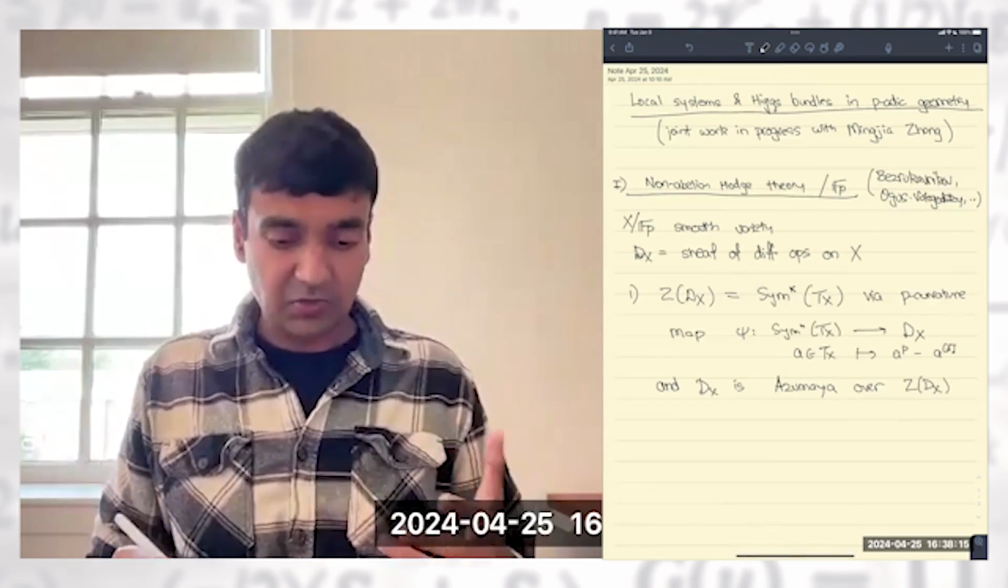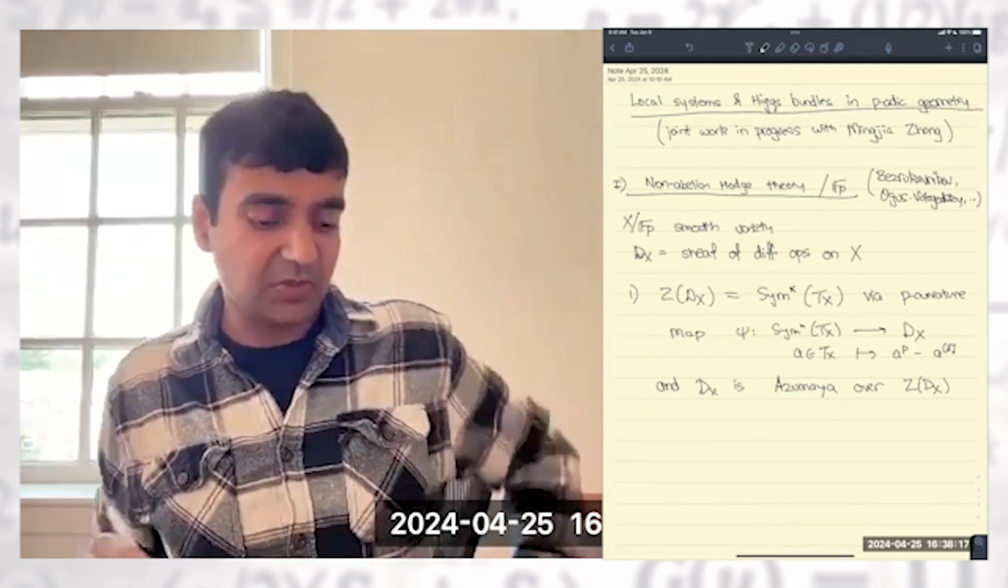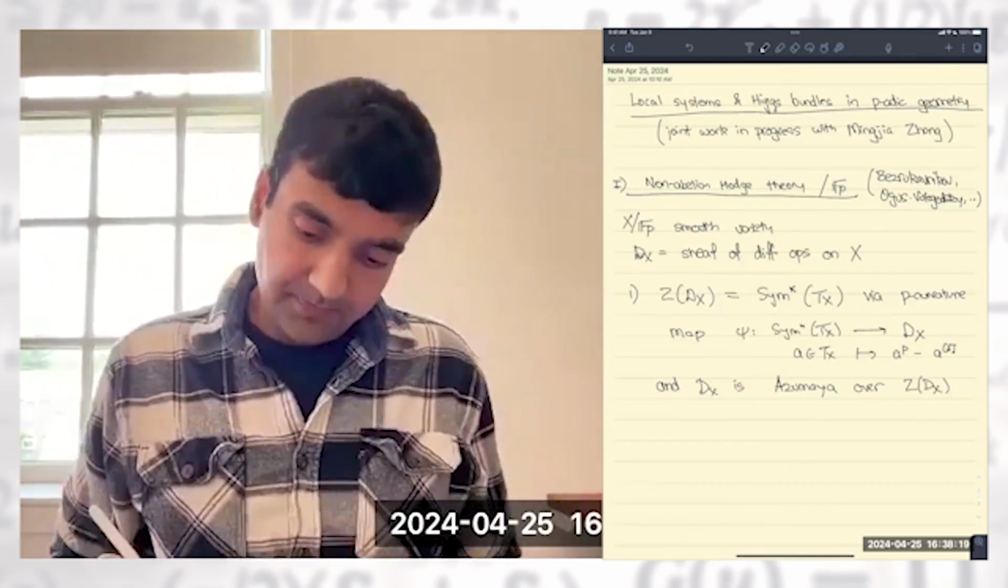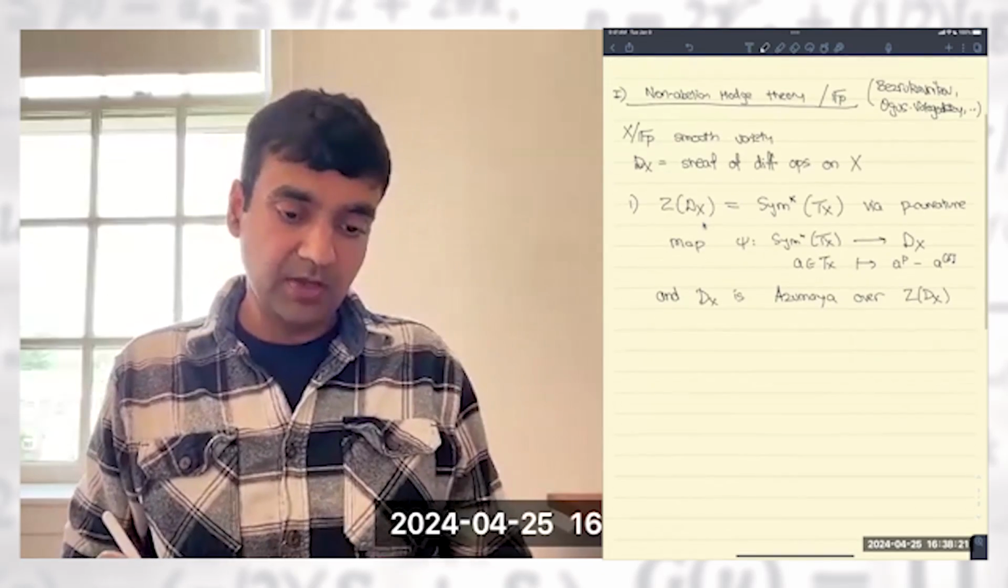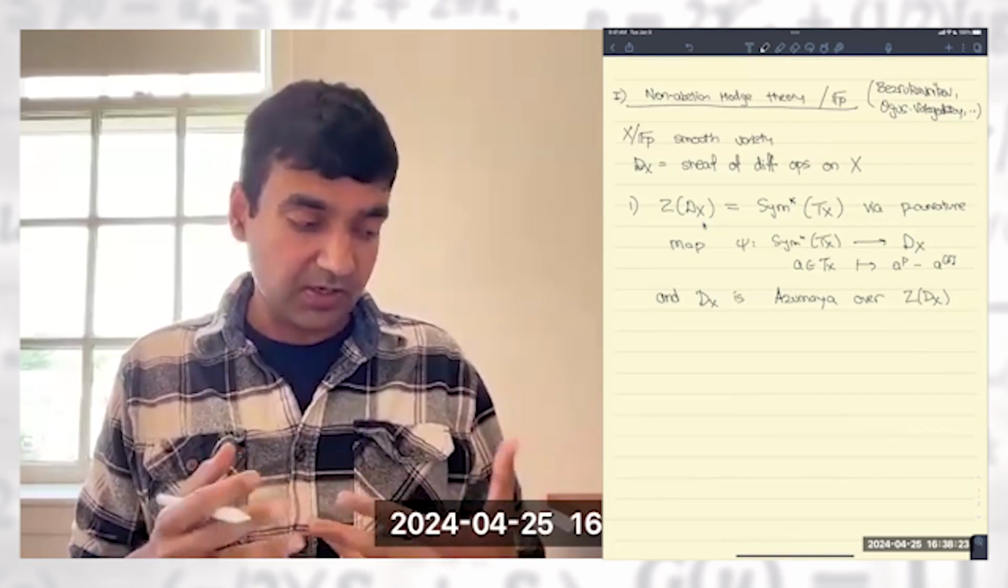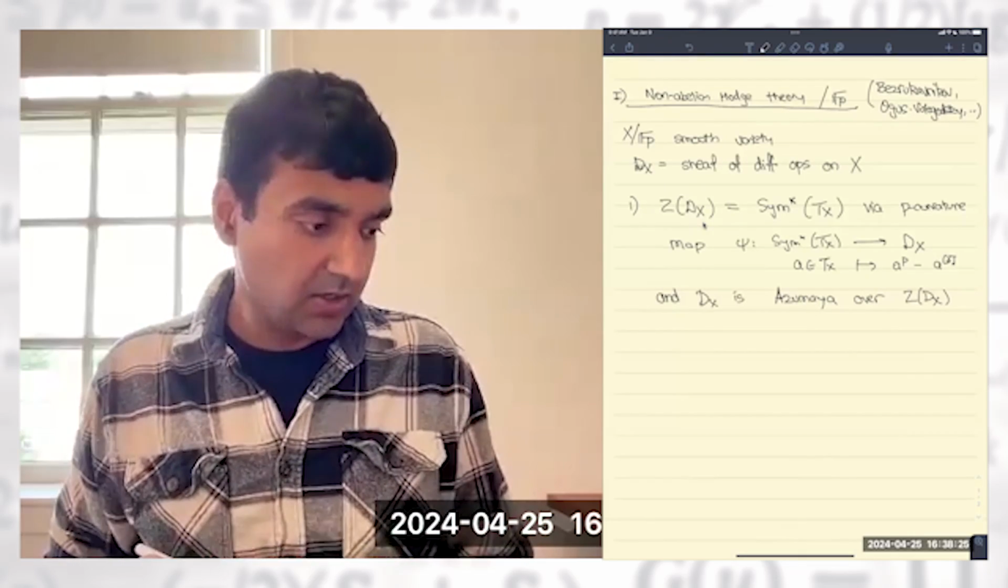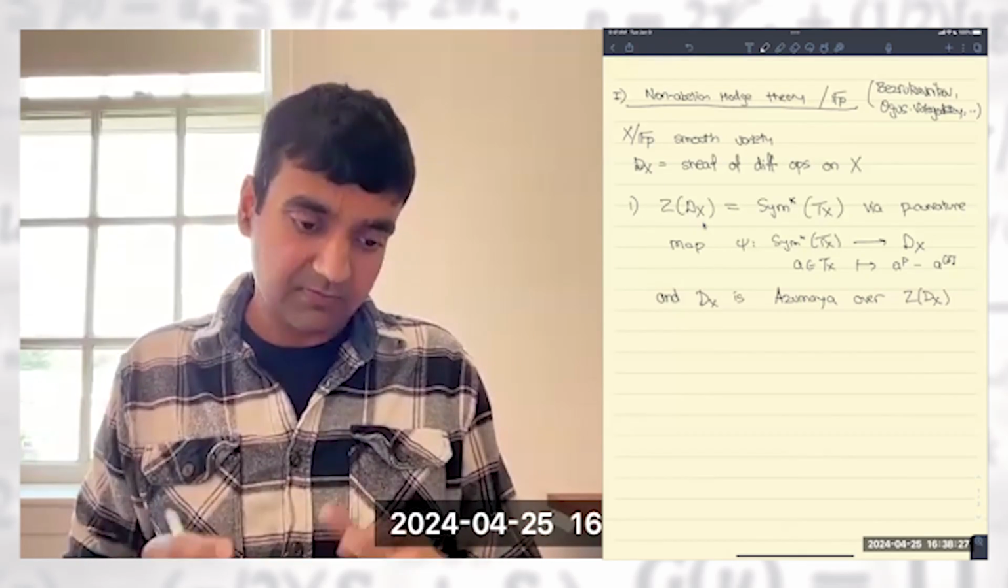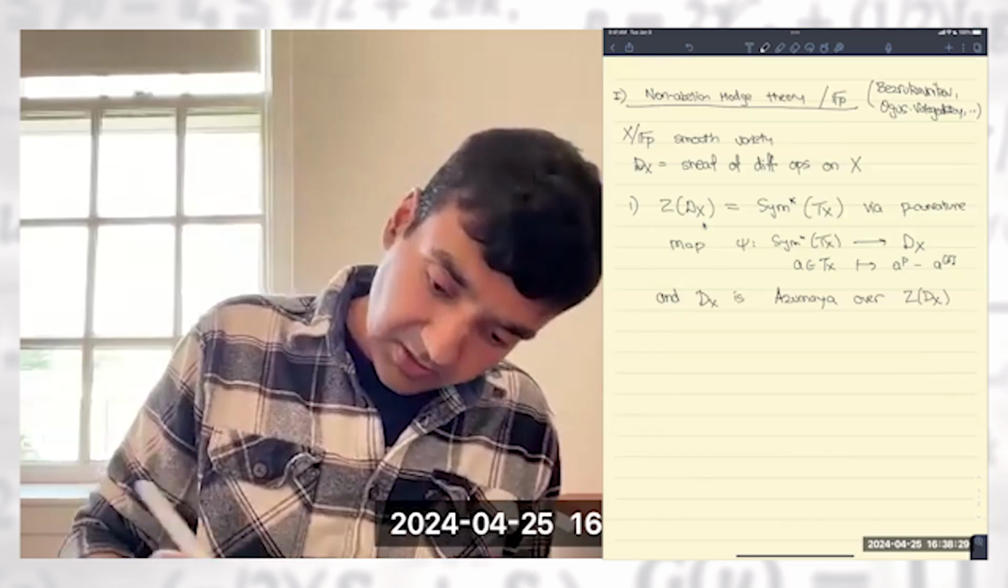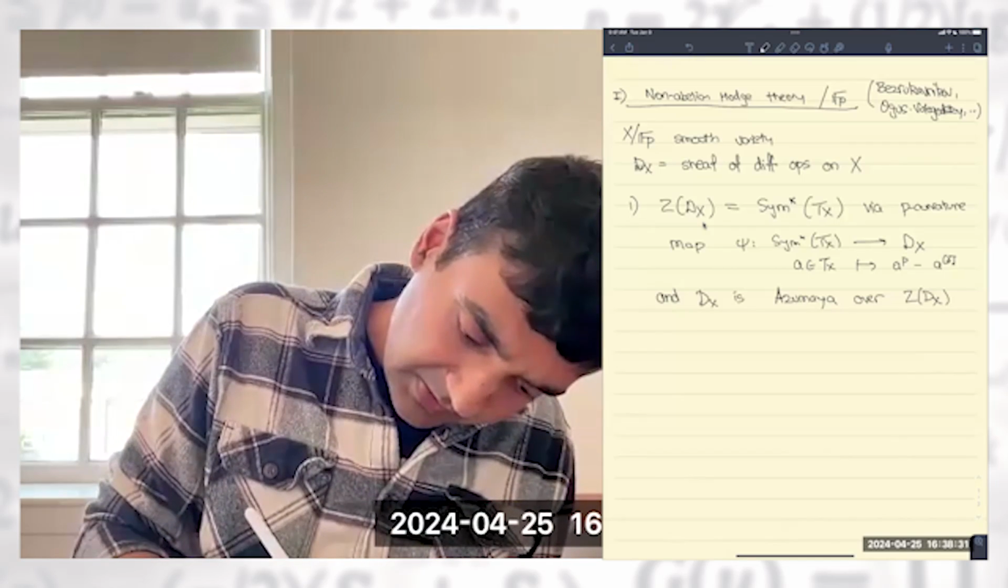The rank of the Azumaya algebra is like p to the dimension of X. And so why is this useful? It's useful because it means we can reorganize the theory of D modules in terms of a very much more linear looking object. So let me state it like this.